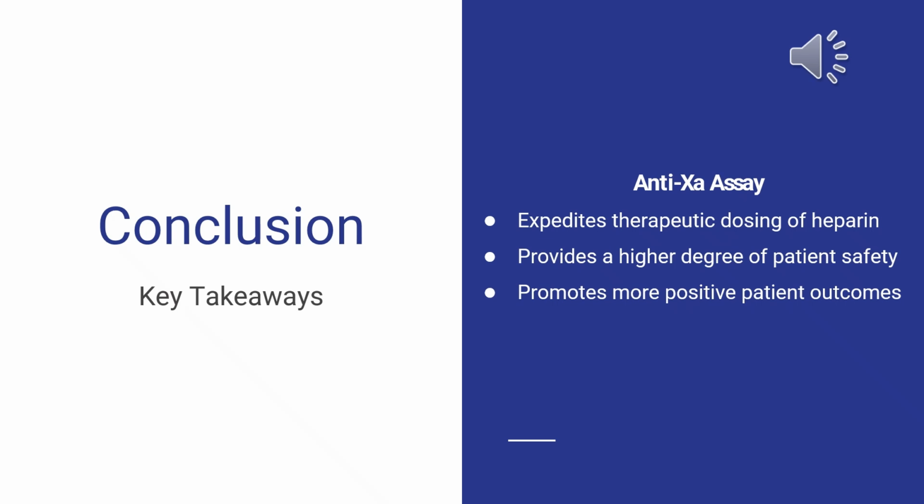Lastly, I just want to reiterate some of the positives that the anti-Xa assay brings to heparin monitoring and dosing. It does expedite the therapeutic dosing of heparin, meaning that you're able to get to a therapeutic dosing of heparin a lot faster than if you were using the aPTT to monitor your heparin levels. It does provide a higher degree of patient safety, and you have fewer adverse events and complications, again, because you're getting to a therapeutic dose faster and more accurately. And again, it does promote more positive patient outcomes.